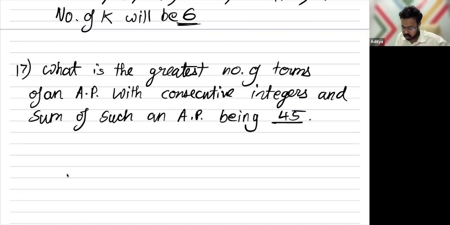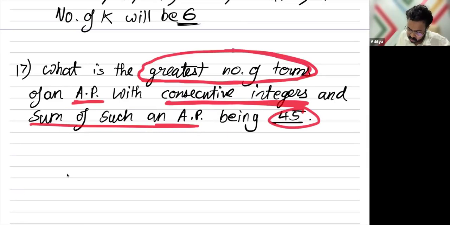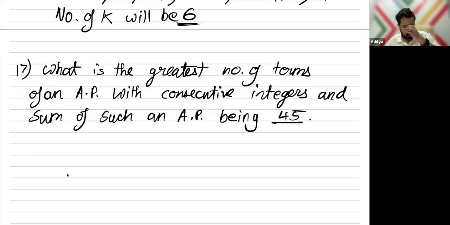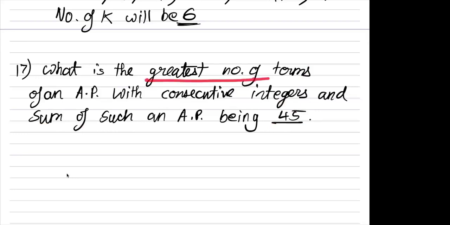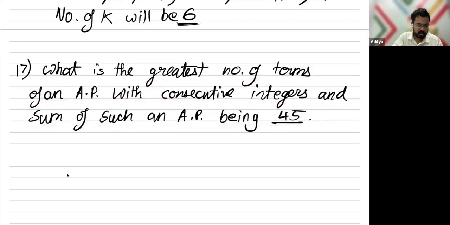Okay, so you have two constraints over here. One, that you have an AP with consecutive integers, so common difference is 1. And the sum of such an AP is 45. So you have to find the greatest number of terms in this particular arithmetic progression. Don't be in a hurry. Don't give answer as 9. Think a little bit further. What is the greatest number of terms of an AP with consecutive integers, sum of such an AP being 45?